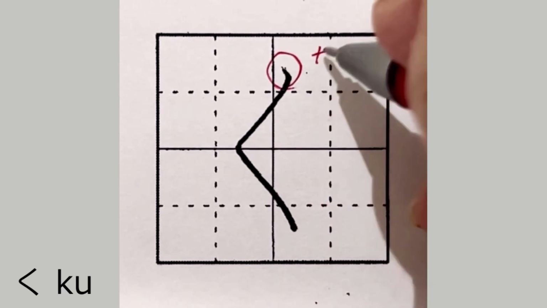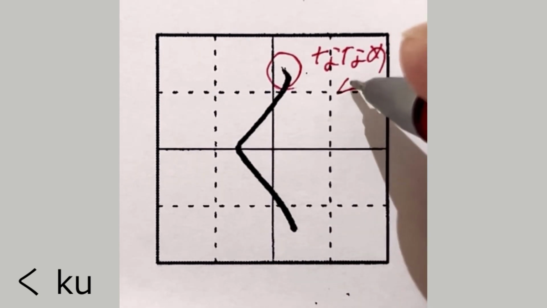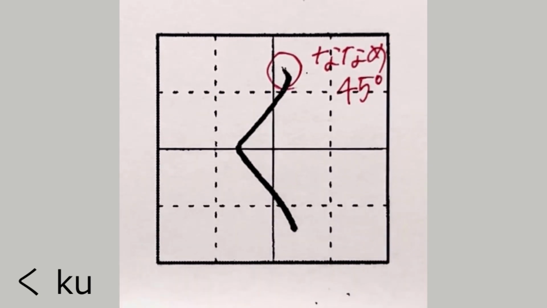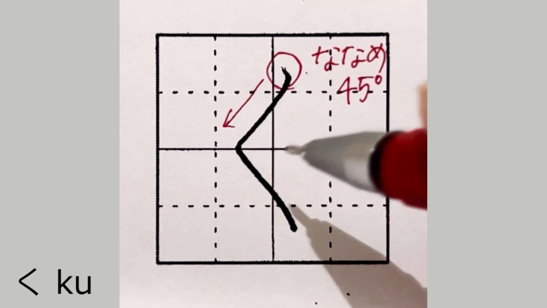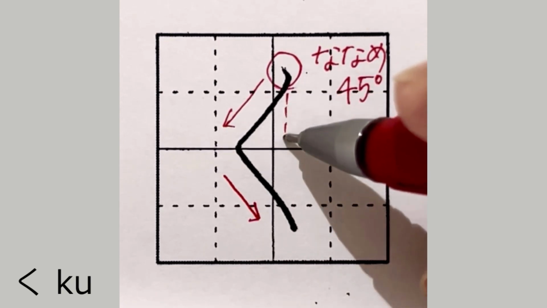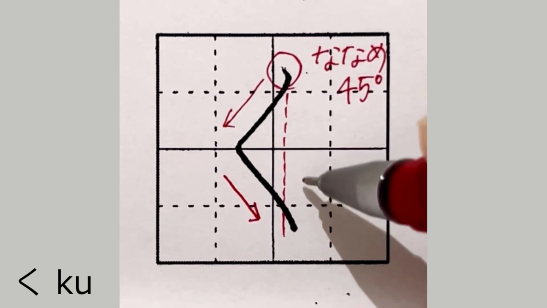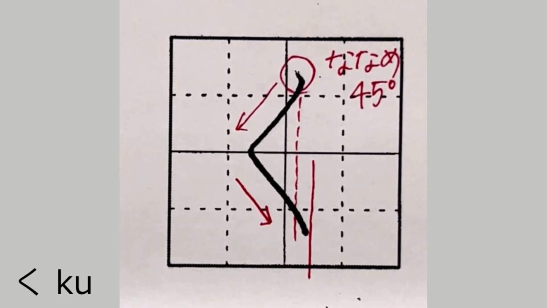Moving on to ku. Place the pen to the right of the center line at a 45-degree angle. Move down to the lower left, then turn towards the bottom right at the center line. Make sure the end point is slightly to the right of the starting point. Then stop.